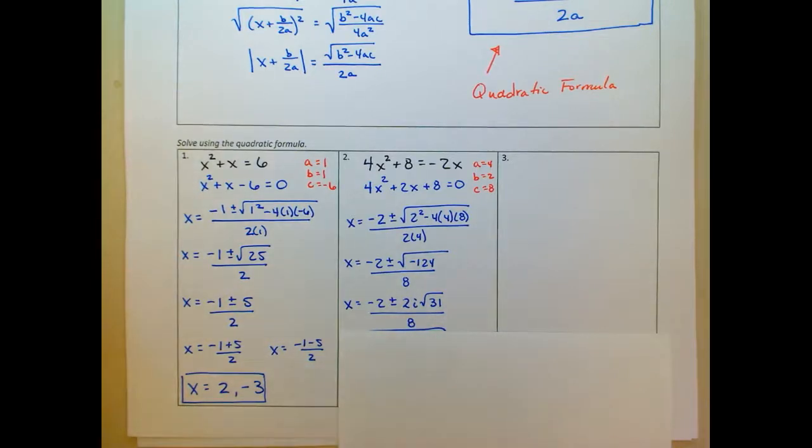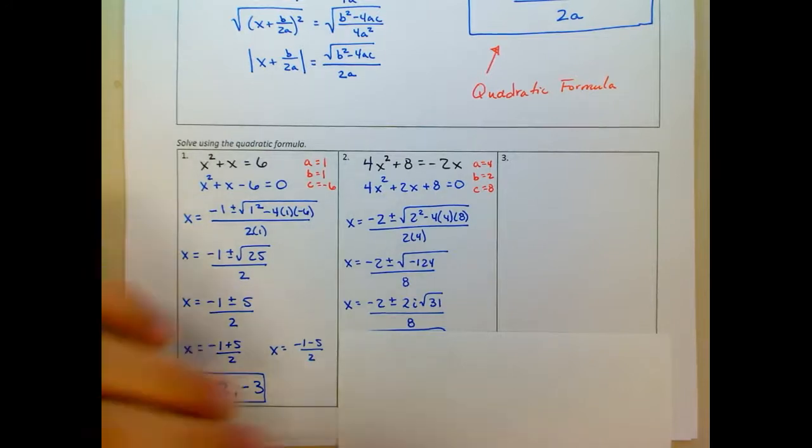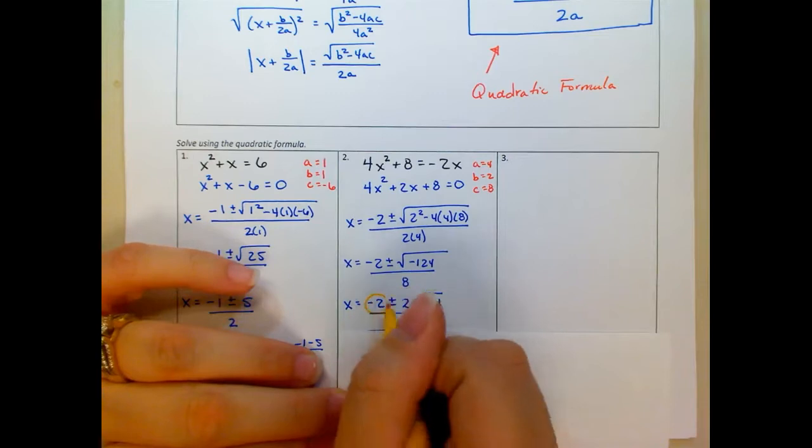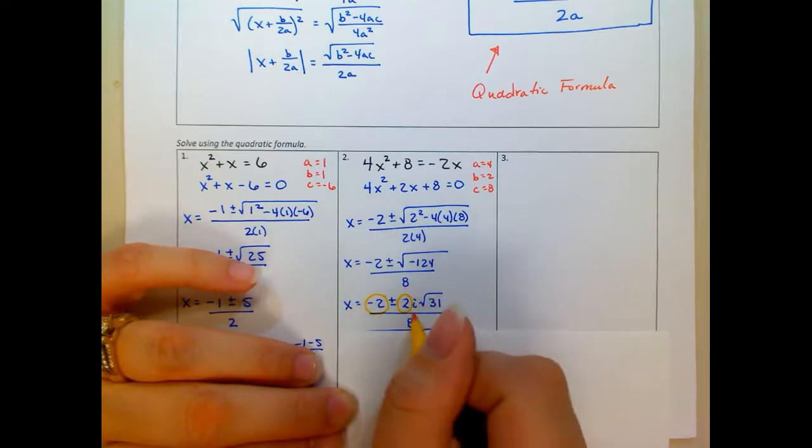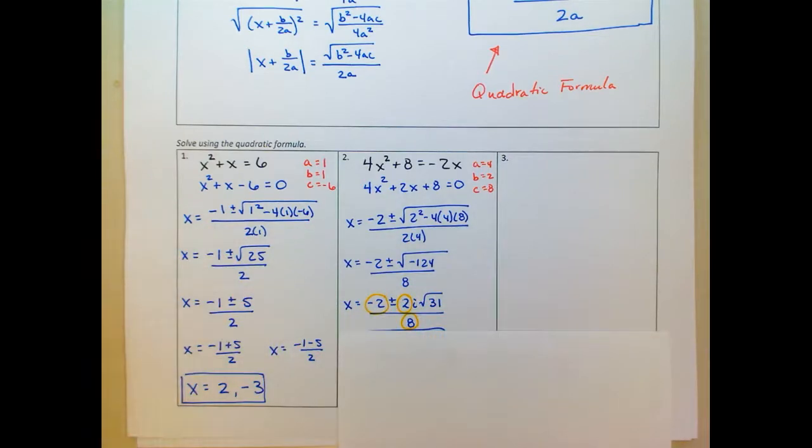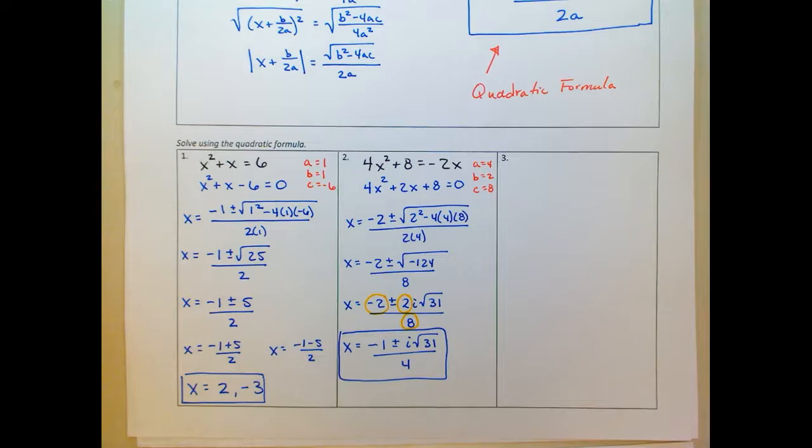Now, here is where you need to be very careful. This can be simplified further. This negative 2, this positive 2, and this 8 all have a common factor, which means you need to divide all three of them by 2. So your final answer should be x equals negative 1 plus or minus i square root of 31 over 4.